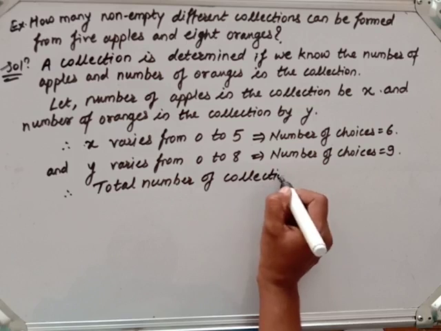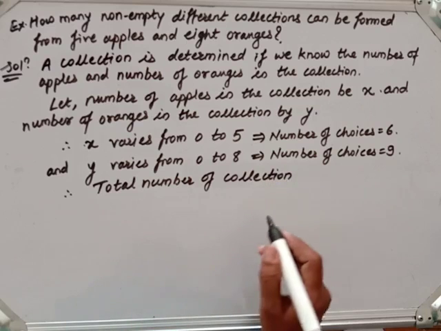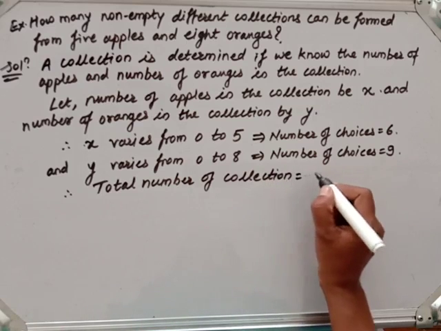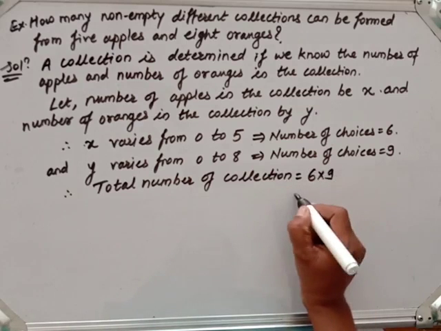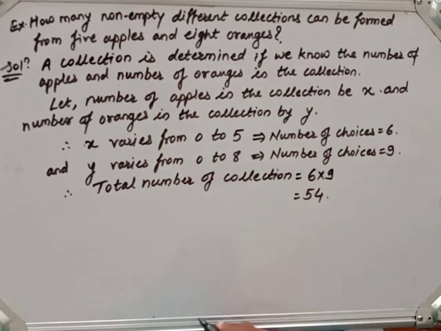Therefore, total number of collections. Now we have to collect apple as well as the orange. So since the word 'and' is here, we have to take a product. So 6 into 9. So that total number of collections are how many? 54.